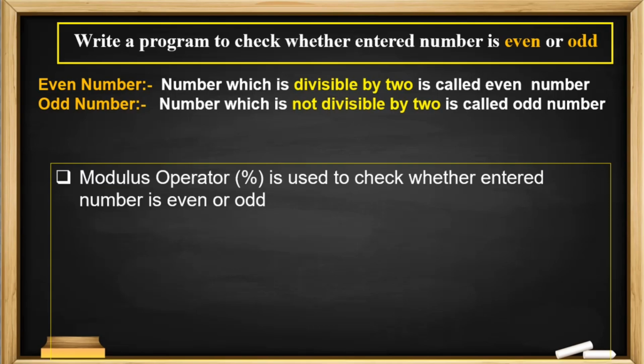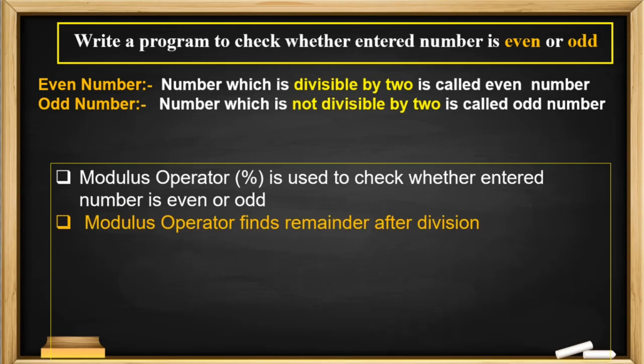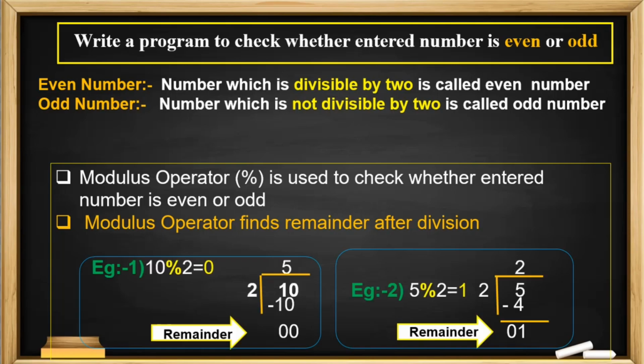Modulus operator, that is percent, is used to check whether entered number is even or odd. Modulus operator actually finds remainder after division operation. We can see here with an example, 10 mod 2. After dividing 10 by 2, remainder becomes 0. Hence, answer for 10 mod 2 is 0. In the very next example, which is 5 mod 2, 5 if it is divided by 2, remainder becomes 1. Hence, answer for 5 mod 2 is 1.